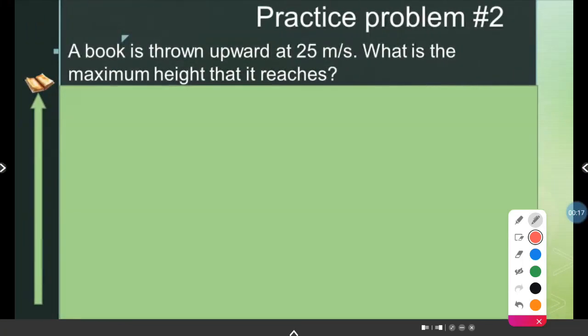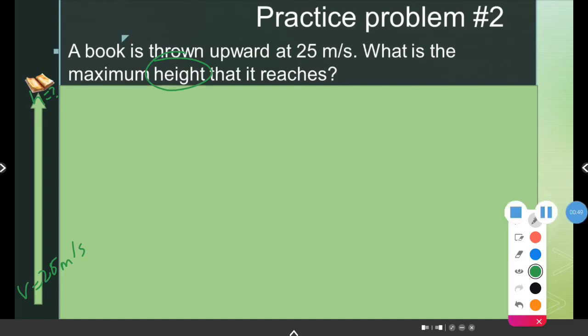We have a book that's thrown upward, and we want the maximum height that it's going to reach. That's what the problems are going to look like, right? So we have this book that gets thrown upward. Just like our previous problem, it leaves the ground at a speed of 25 meters per second, right? And we want to know the maximum height. We want to know the height up here that it's going to reach.